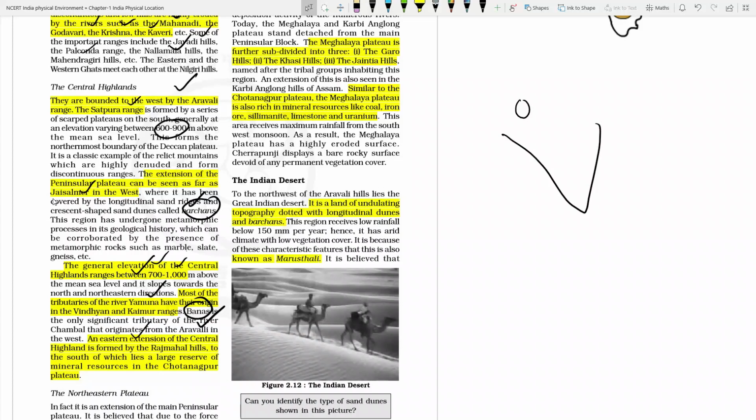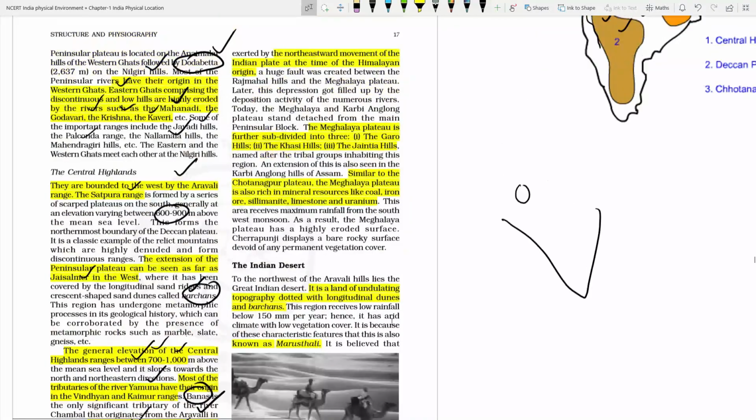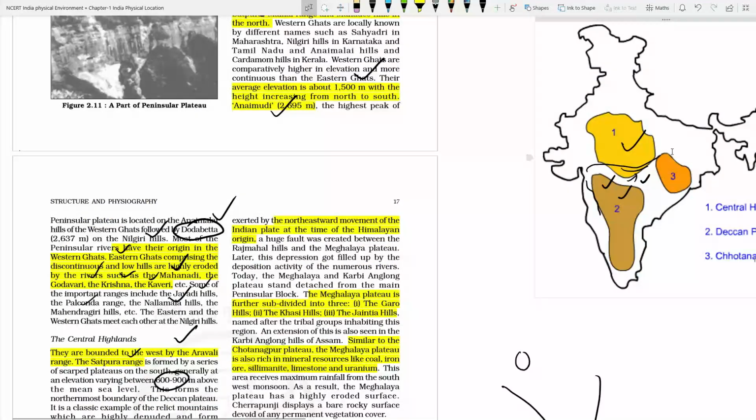And the eastern extension of this same Central Highland is the Rajmahal Hills here, which is its farthest extension. On the eastern side itself, the Chota Nagpur Plateau is there, which is rich in the mineral resources. So you can see the location of the Central Highlands. We have seen this first one. As I had told you, at this place Rajmahal Hills is there. So in this way you can say.